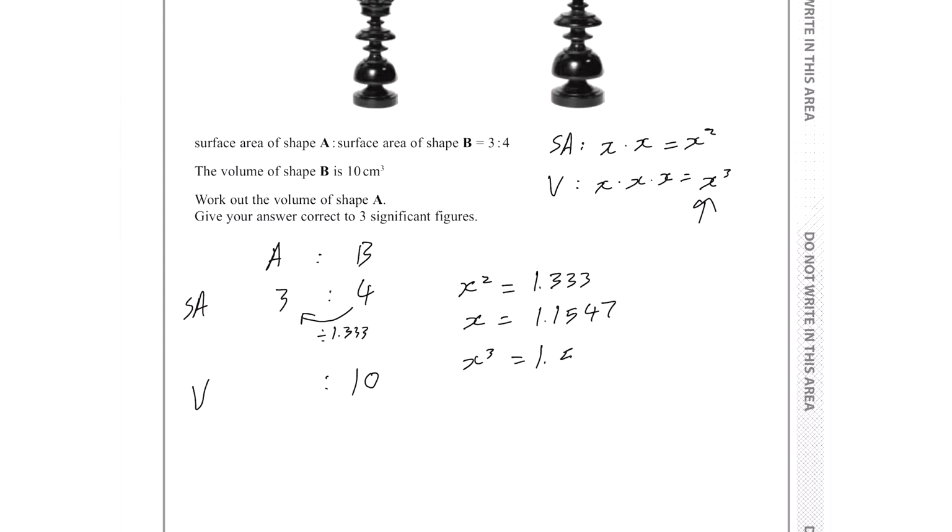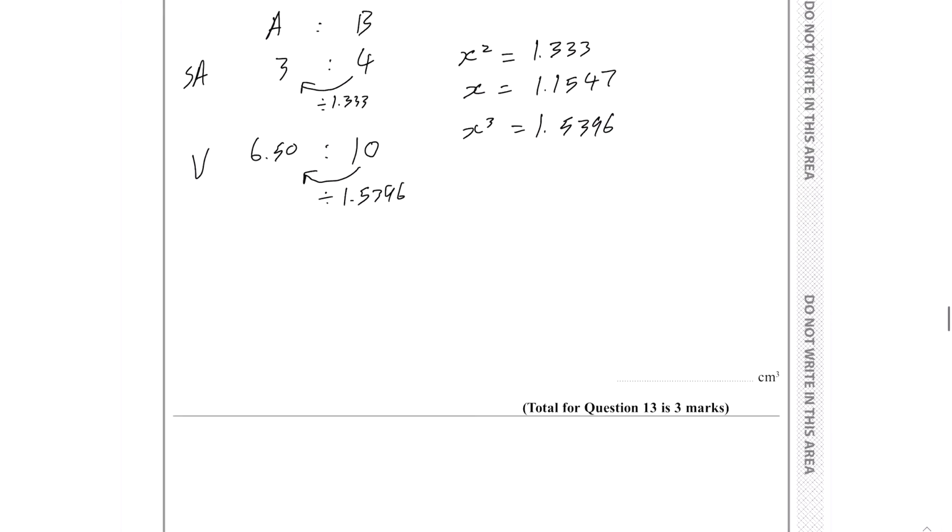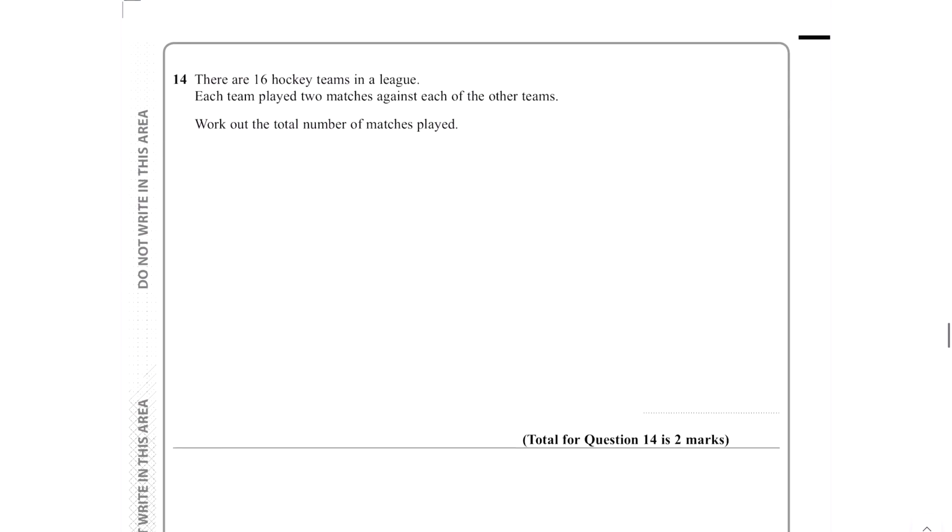And that is 1.5396. So that means to go from here to here, I need to divide by 1.5396. And that to three significant figures becomes 6.50. Moving on to the next one.